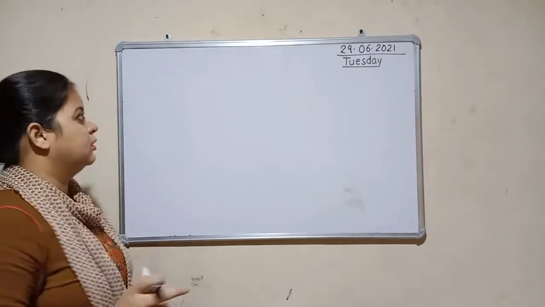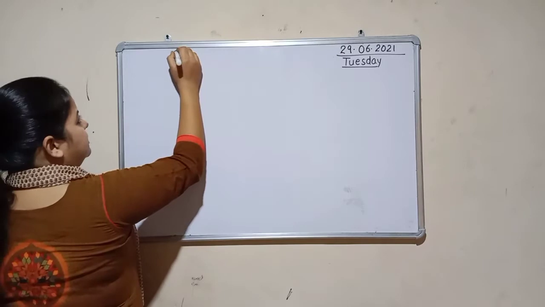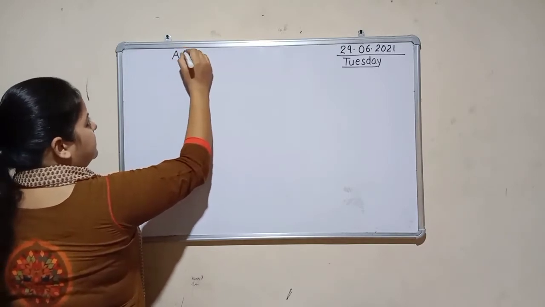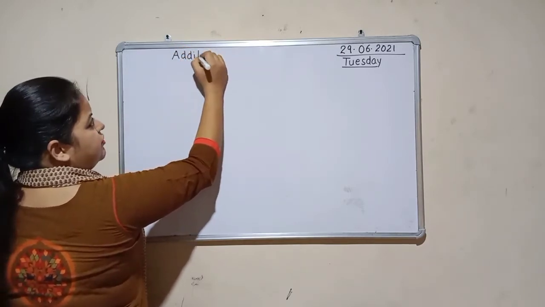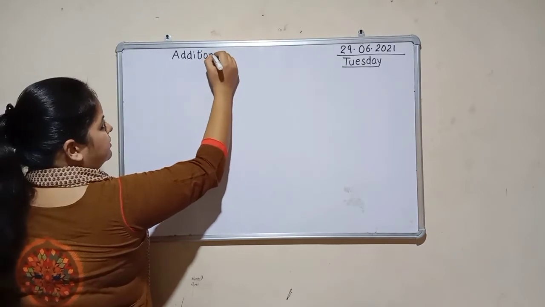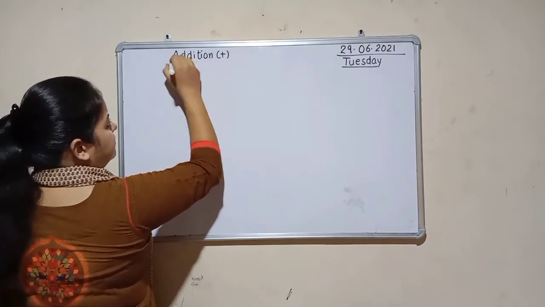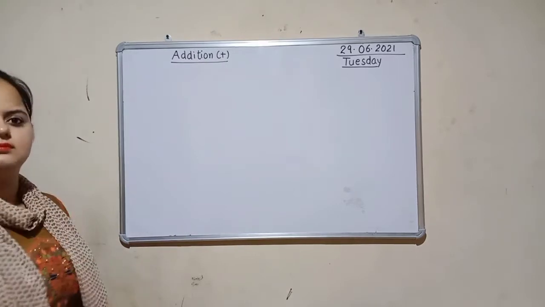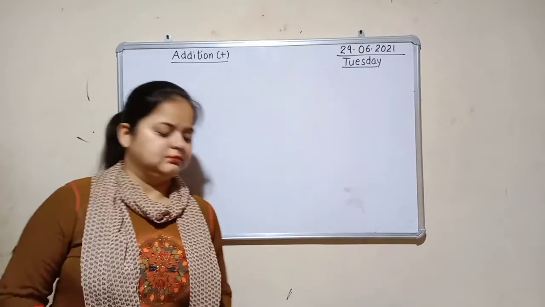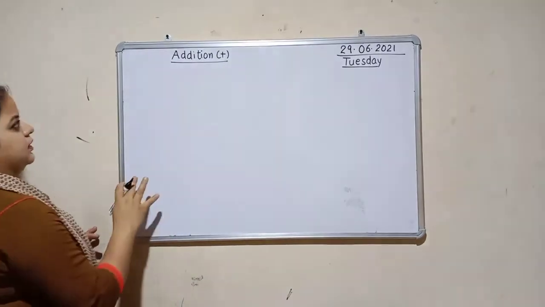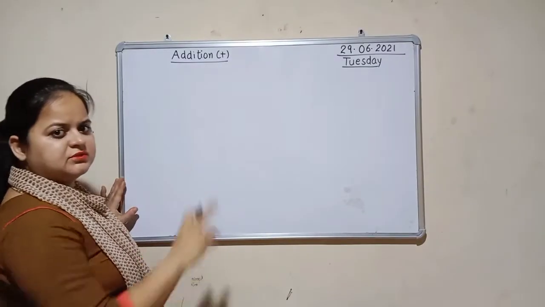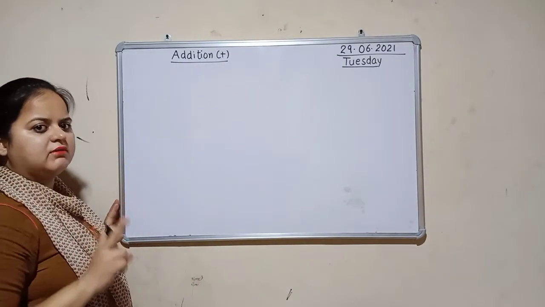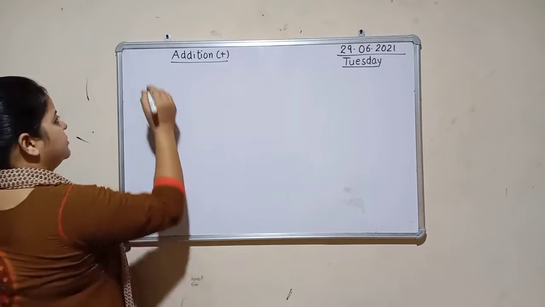Done? Okay. First of all, we will do addition. Write the name of topic on page. Addition. Done? Okay. Now note down the sums which ma'am is writing on the board. You have to write same sums on your notebook.